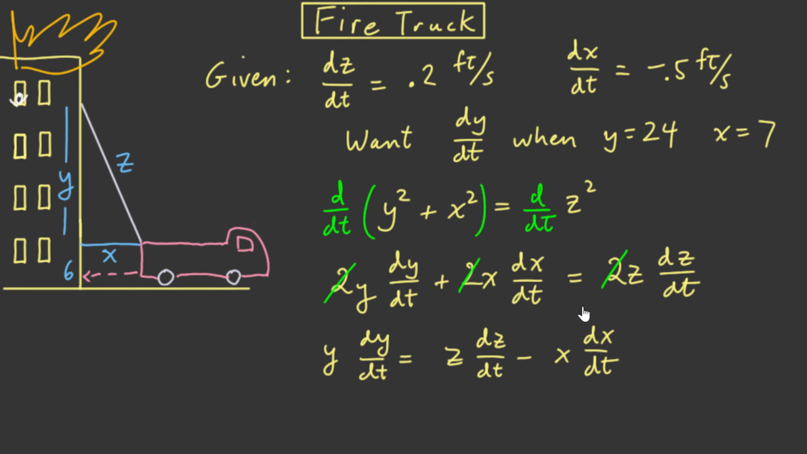The x dx dt term, that has a minus sign. But dx dt is negative 0.5 feet per second. So the combination of those 2 facts tells us that this term is also going to contribute positively to the ladder moving up the building. And that also makes intuitive sense, because the change in x, that's the truck backing up towards the building. And of course, that would push the top of the ladder up.